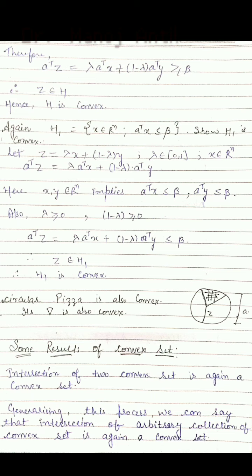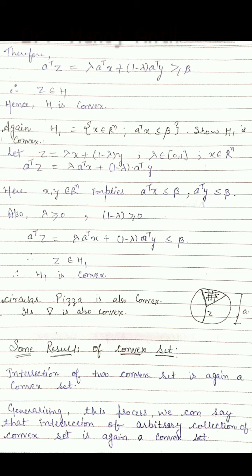Similarly, you can check H1. In this case, we are taking the set of all those x belonging to Rn for which A^T x is less than or equal to beta. Then again we can show that this H1 is convex. So apply the same rule and then you can prove that it is also convex.